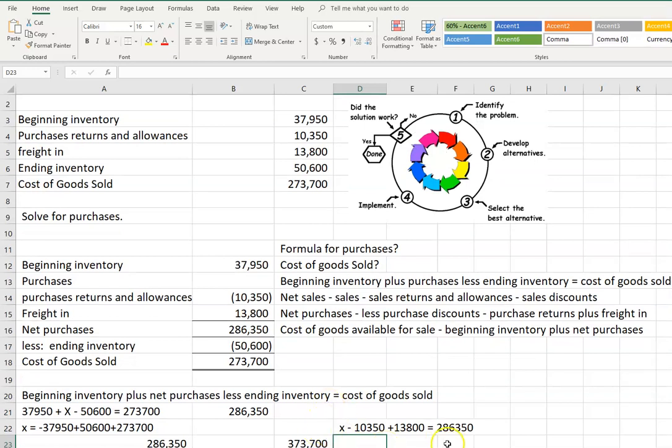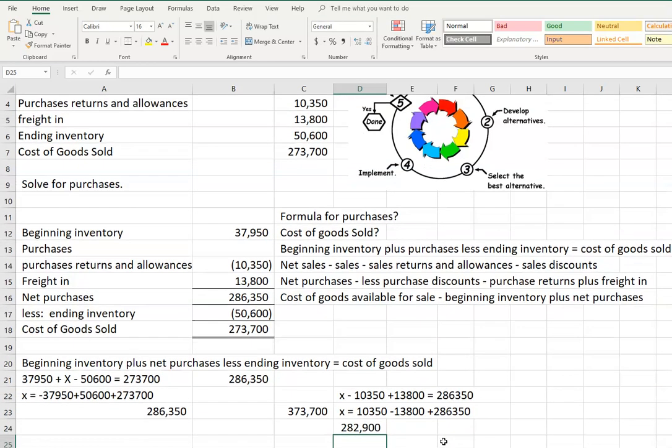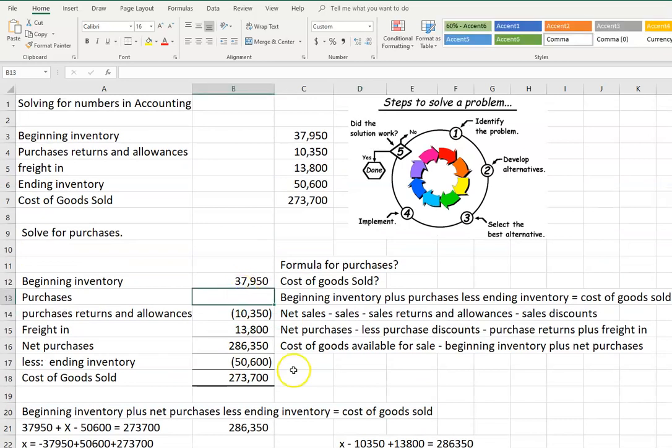And so I can leave X on that side and move everything else over to the other side. So I can say X equals a positive 10,350, a minus 13,800. This is already the same number, and there I have it. So X equals 282,900. So that must be what my purchases equals: $282,900.